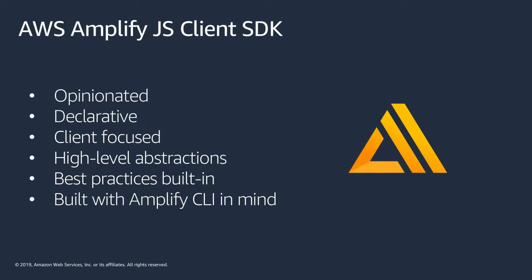The client SDK is a little different than the AWS JavaScript SDK. It's more opinionated, it's more declarative, it's heavily focused on the client, so you probably wouldn't use Amplify on the server. You're only going to be using Amplify on the client. We have it with best practices baked in, and we have it built with the Amplify CLI in mind, and you'll see that especially when we're working with Lambda functions. The API is very opinionated when it comes to working with Lambda functions especially. And we have abstractions built with the Amplify CLI in mind.